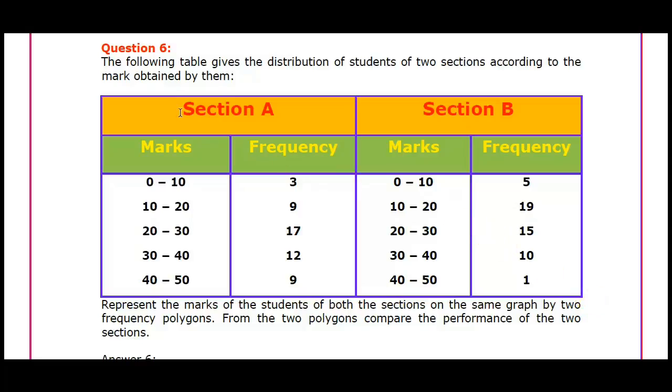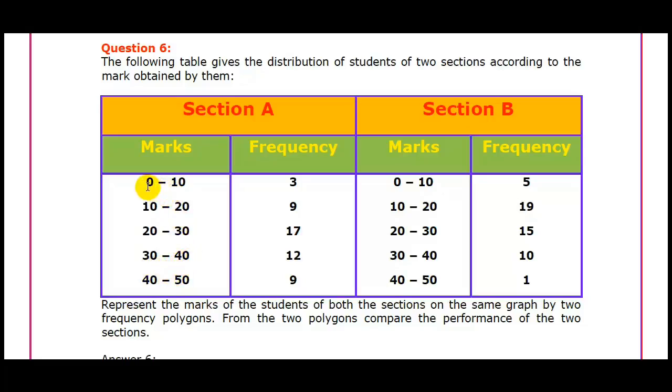Next, exercise 14.3, question number 6. The following table gives the distribution of students of two sections according to the marks obtained by them. Represent the marks of the students of both the sections on the same graph by two frequency polygons. From the two frequency polygons, compare the performance of the two sections. So these are the marks obtained by section A, and these are the marks obtained by section B. So the class interval is 0 to 10, 10 to 20, 20 to 30, 30 to 40, and 40 to 50.